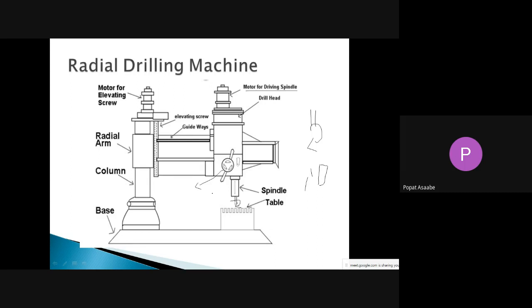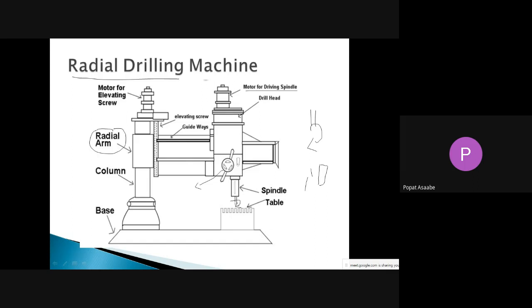Once again, I will summarize the radial drilling machine. We can use it to produce holes on heavy-duty or large workpieces, which we cannot move here and there. For such workpieces we use the radial drilling machine, because in it we can move the radial arm.